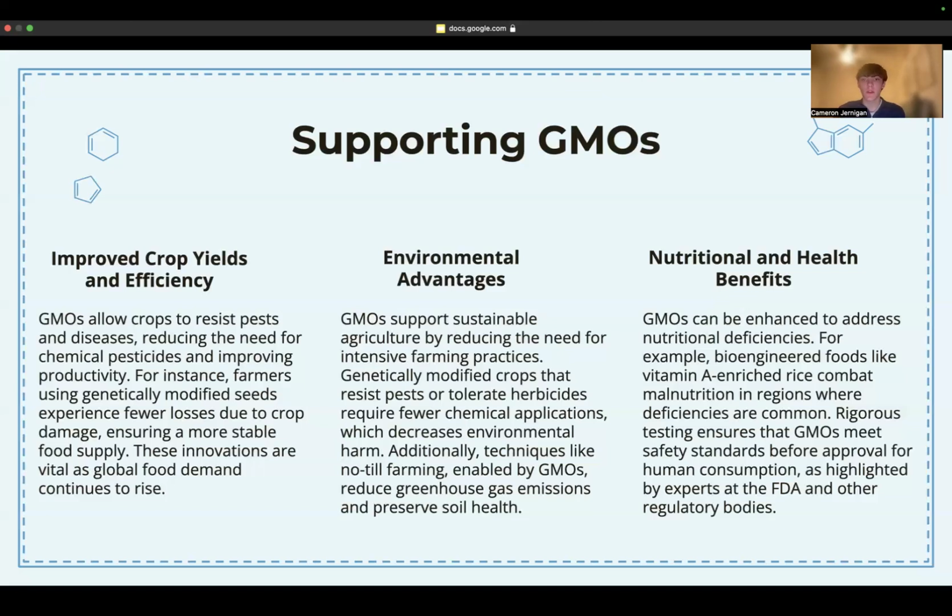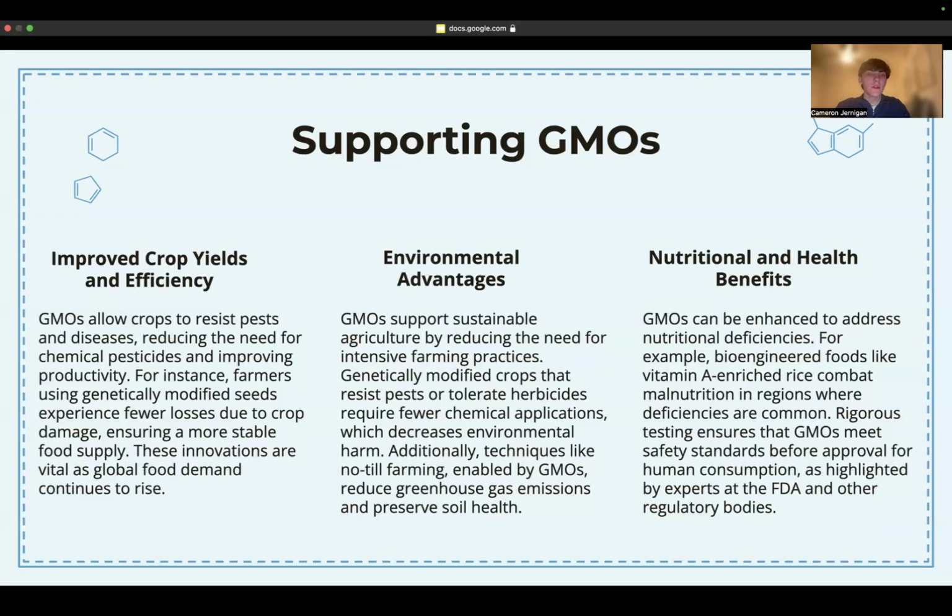The last benefit that we focused on, that we really think shows why GMOs can be super helpful for the human population, is the fact that they can provide nutritional and health benefits. So, like I said before, scientists will take desired traits from a certain organism and place it into another organism. And what this does is it allows us to enhance foods to address nutritional deficiencies. So, bioengineered foods like vitamin A enriched rice can be used to combat malnutrition in regions where deficiencies are common.